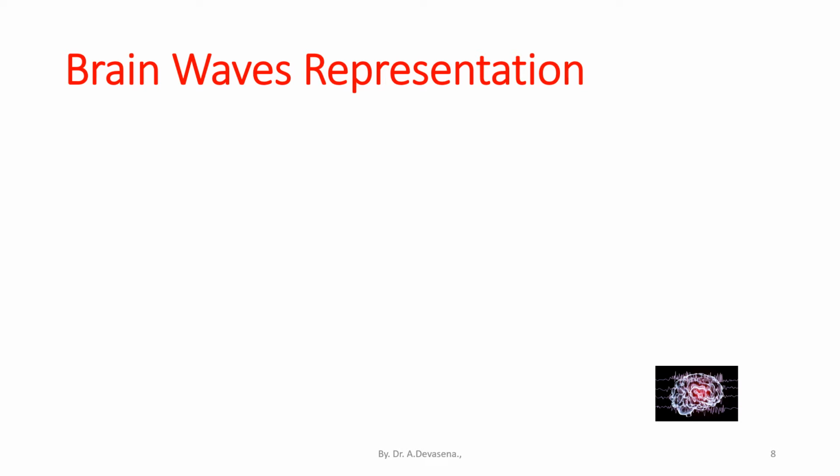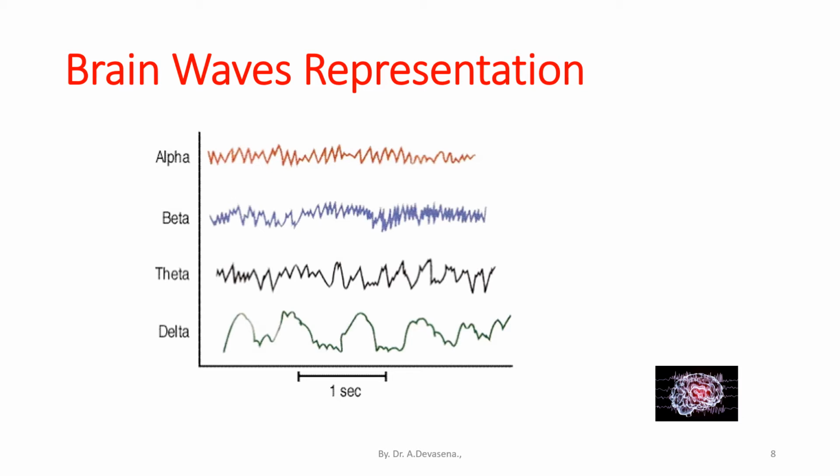Brainwaves representation is shown below. In this diagram, we are seeing the delta wave, theta wave, beta wave, and alpha wave. The bandwidth and frequency of these brainwaves differ from each other. We'll discuss the brainwaves in detail in the further slides.